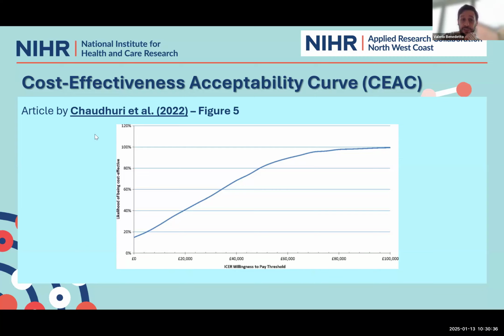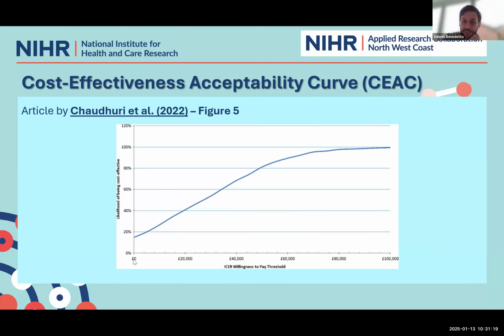Now, this figure comes again from the article on advanced Parkinson's disease. If we look at the vertical axis, we have the likelihood of the intervention being cost effective. On the horizontal axis, we have the ICER willingness to pay threshold. As you can see, the willingness to pay threshold is expressed in pounds, so £0, 20,000, 40,000, and so on. And the likelihood of the intervention being cost effective is expressed in percentages. So if we look at the point where the curve meets the vertical axis, it is about 17%.